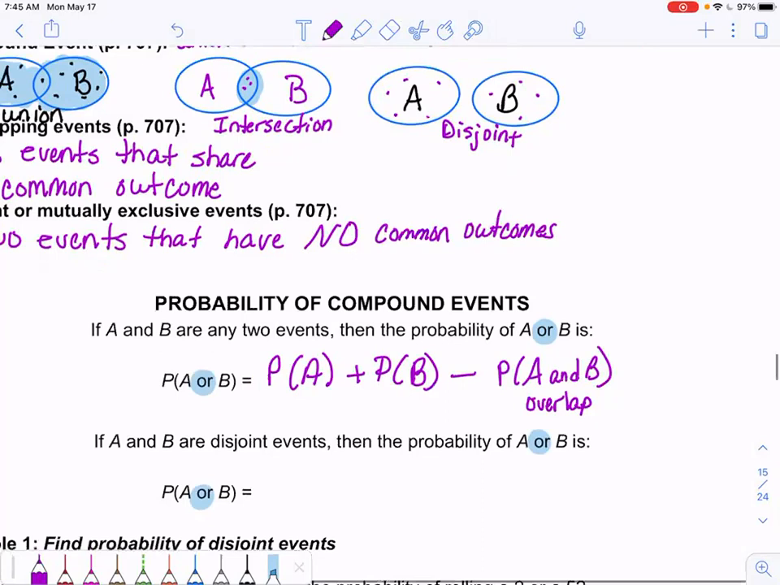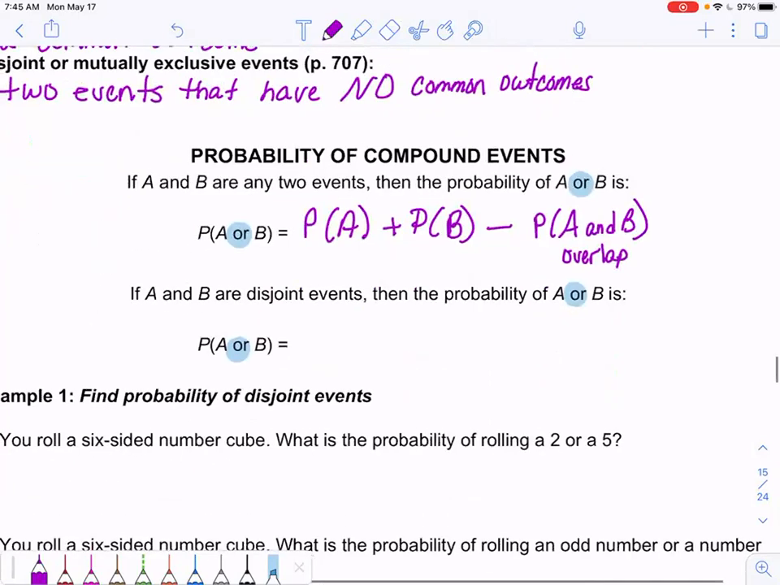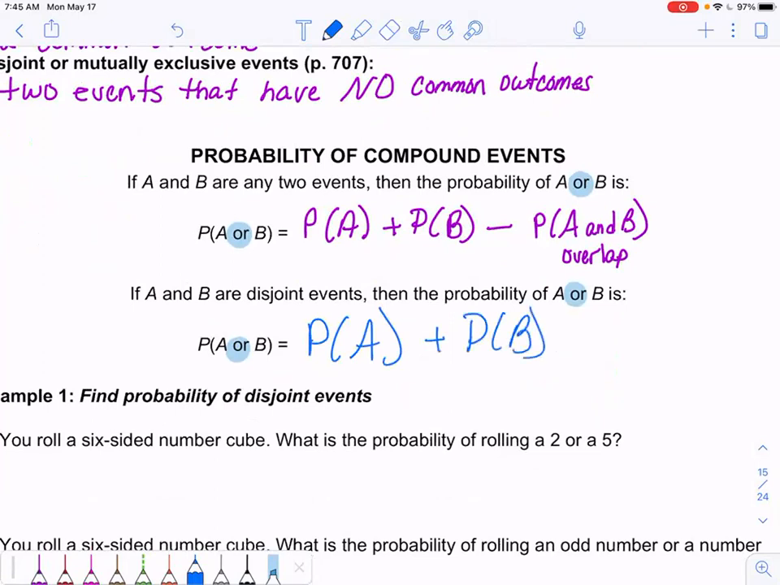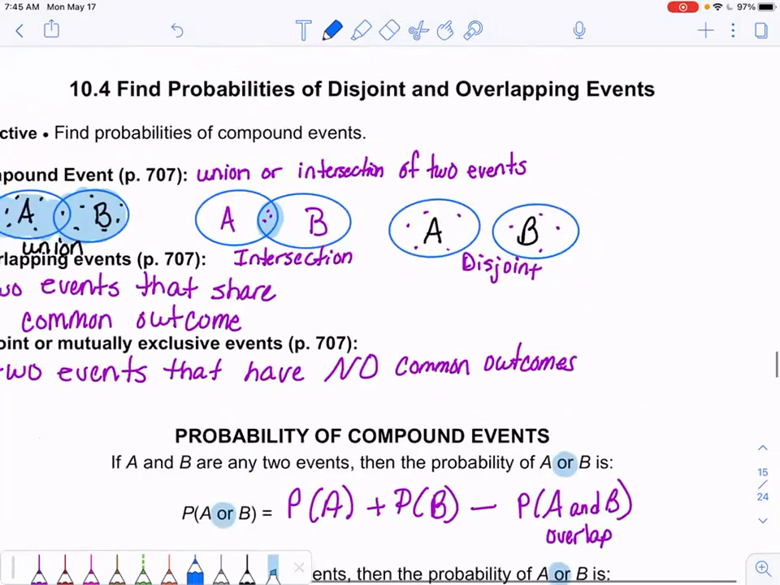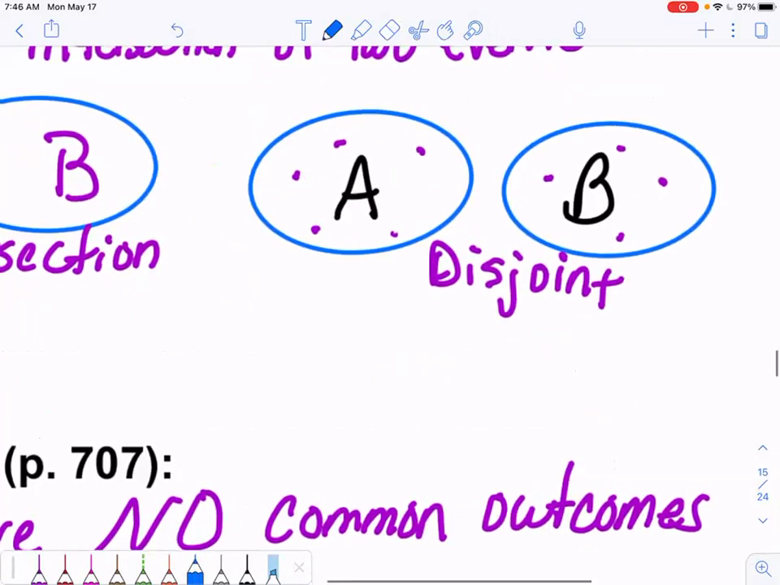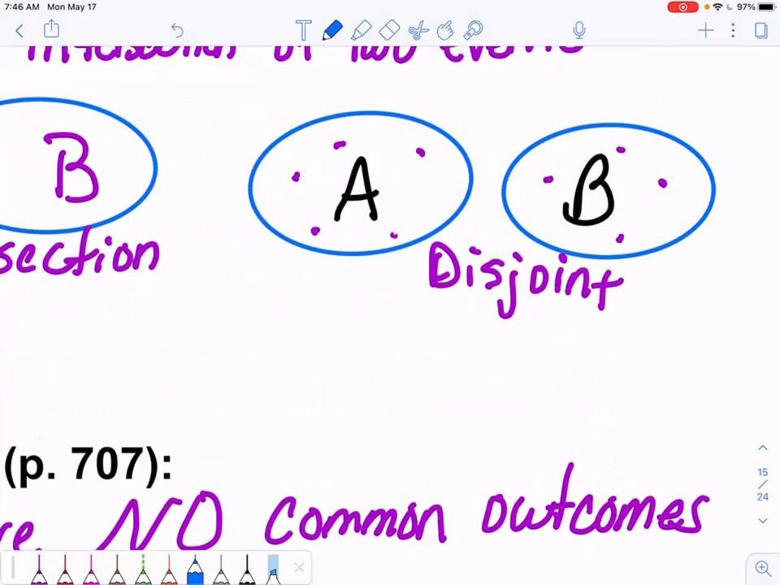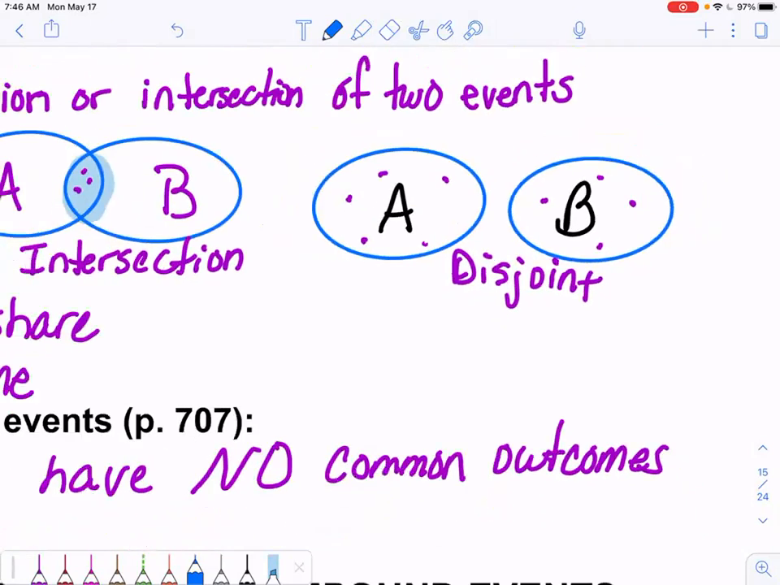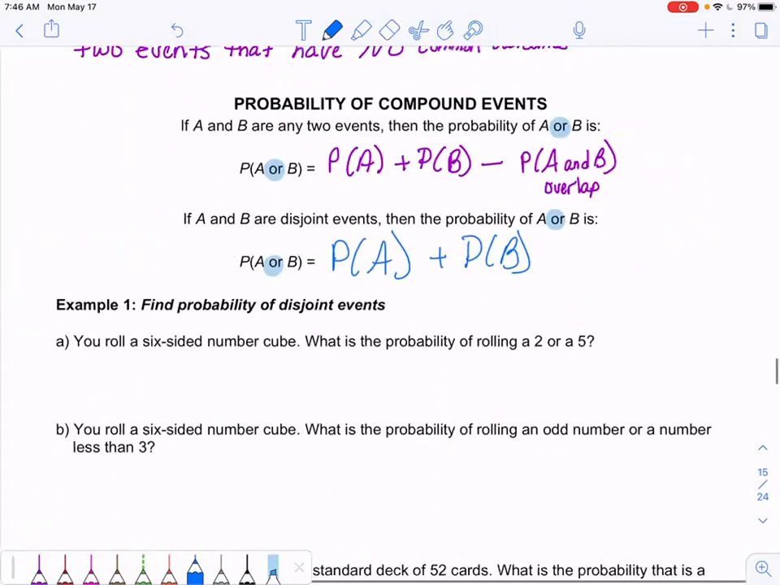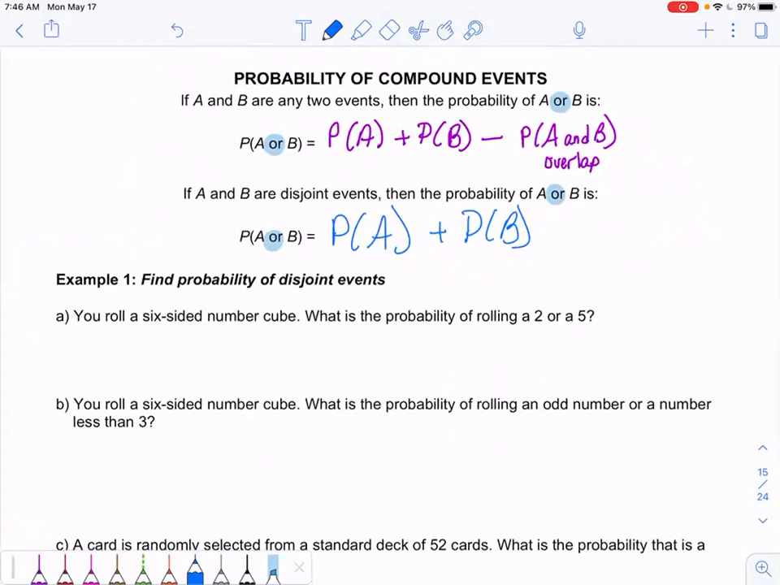The second formula says that they're disjoint, meaning there is not going to be any overlap. And that formula is just taking the probability of A and the probability of B. The two outcomes are not connected with each other, so I don't have to subtract anything because they don't have anything in common. So it's just the probability of A in addition to the probability of B. So again, OR means add. We call it the addition rule.